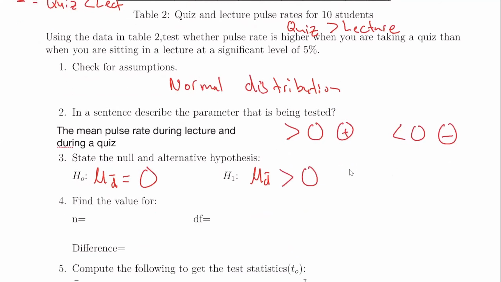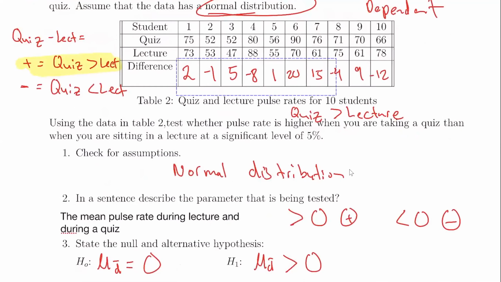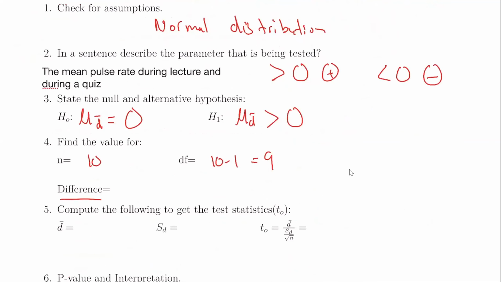So let's go ahead and do this next part. For n equal to 10, degrees of freedom is equal to 10 minus 1, which is 9. Right here where it says the difference, this is technically what you want to put. Copy. Everybody good so far on 1 through 4?